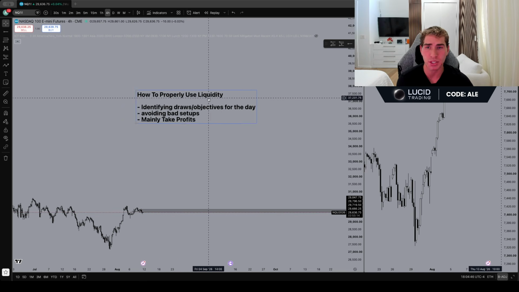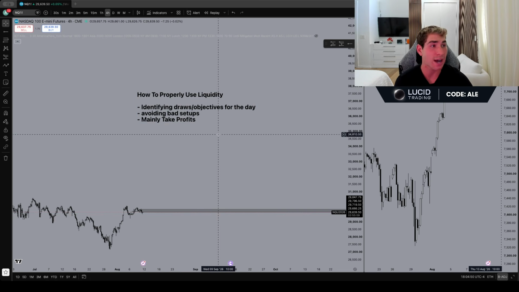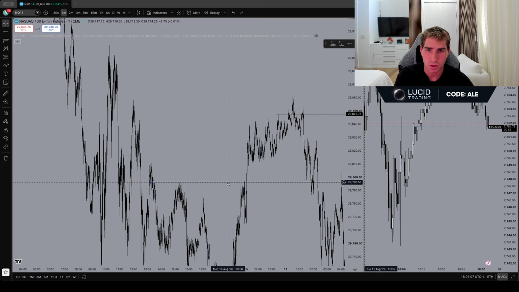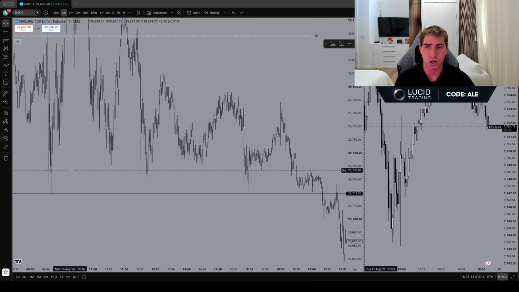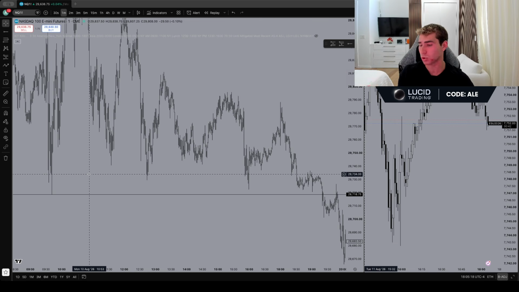And how do we properly use that? We use it for three reasons. To identify draws, objectives for the day, as I told you guys earlier. What do we have here? So if we have previous day low here, and it's also an unfilled gap, what does that mean? That means price is going to move to fill that imbalance. And that also means we have previous day low. So now we have a significant draw on liquidity or a significant pool of liquidity. And we also have an unfilled imbalance. There you go. 2 reasons out of 3 for price to move lower.